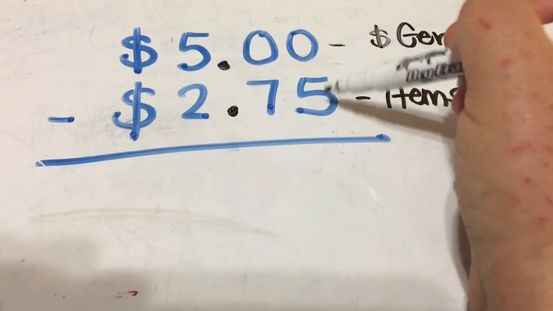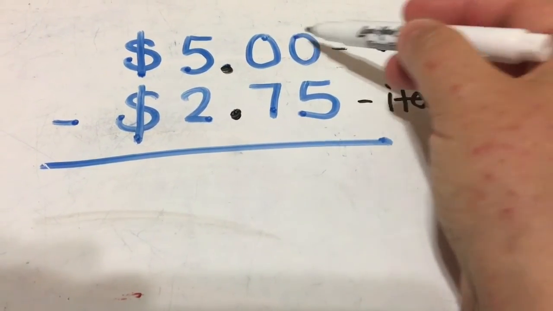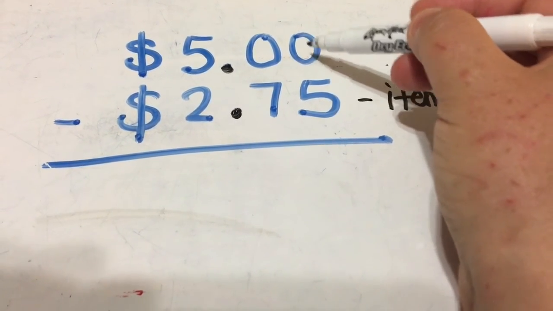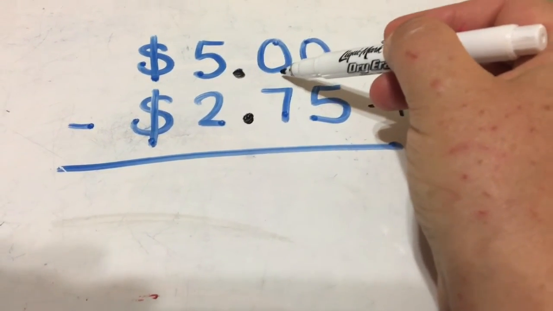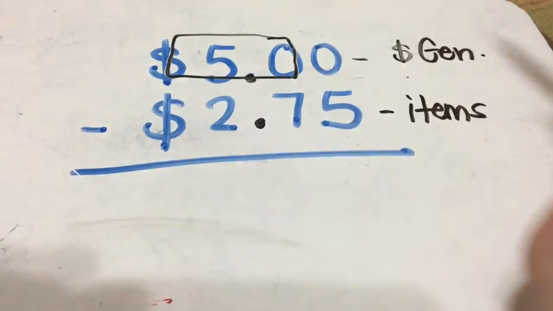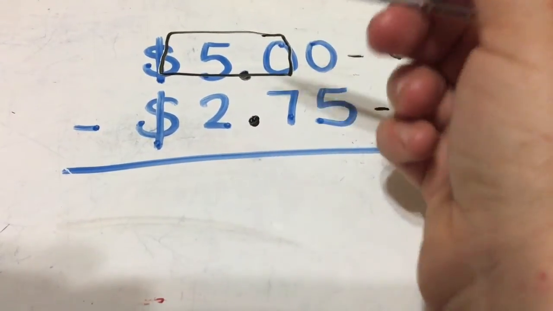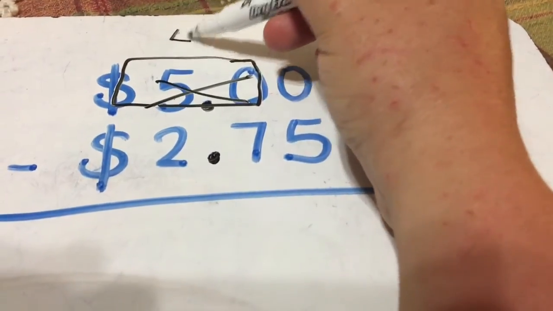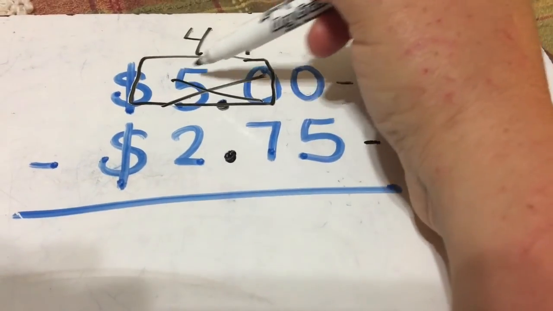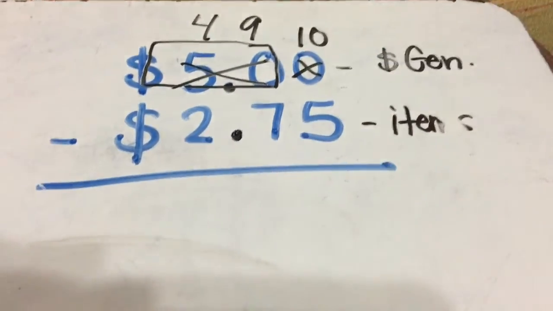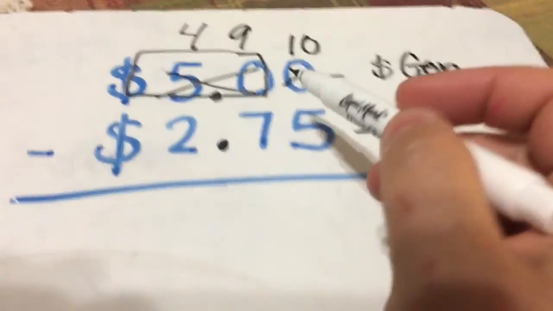So remember, we look at each column individually. Can I take 5 away from 0? No, I cannot. So I go next door, and there's nothing there. So I look at this 50, and I borrow from the 50, and that now becomes 49. And that one that I just borrowed from there turns this 0 into 10. And then I just subtracted out the rest of the way.